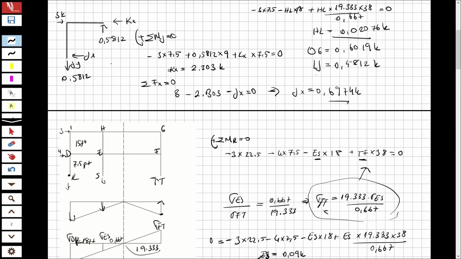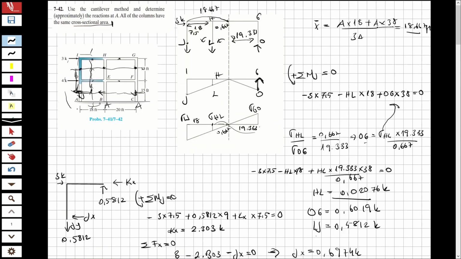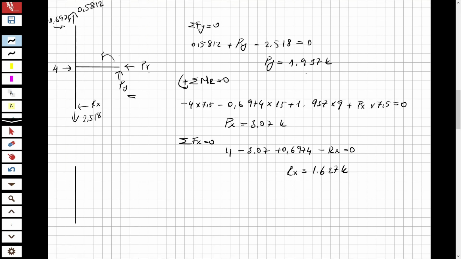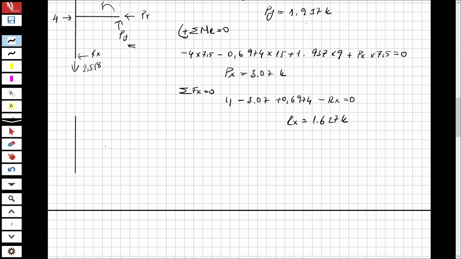Let's solve the last part. Yeah, this last part. This will be actually 7.5 feet as length. And the Y force will be 2.518 in this direction. This is RX. If it is in this direction, for this part it's going to be in this direction. Yeah, it has to be always reverse. Okay, and for this one, 1.627 and 2.518 kips. So now we have all forces for here.